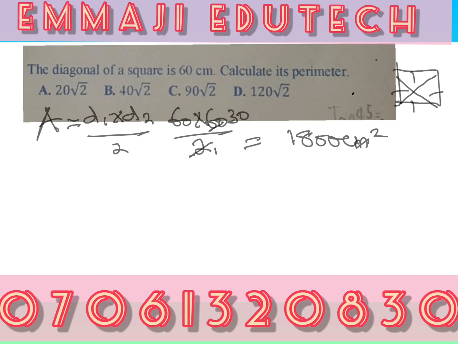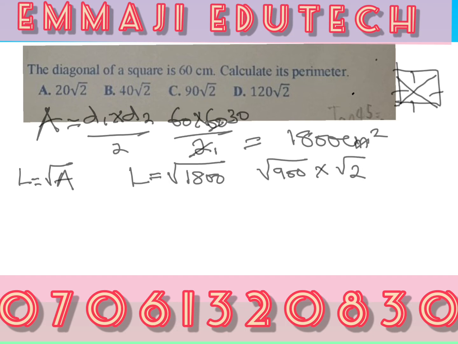Now, this area that is 1800 cm squared, to get the length of a square when the area is given, you do length equals square root of area. So we've gotten our area to be 1800 cm squared. So our length now is square root of 1800. Now, this is just like saying square root of 900 times square root of 2. Now, 900 times 2 is still 1800. So square root of 1800, this is a perfect square, so we have 30 root 2 as our length.